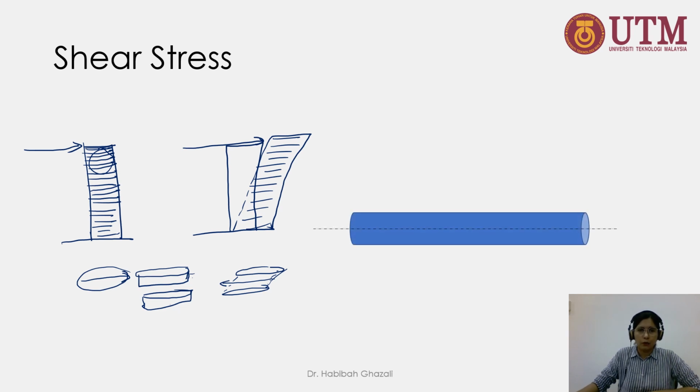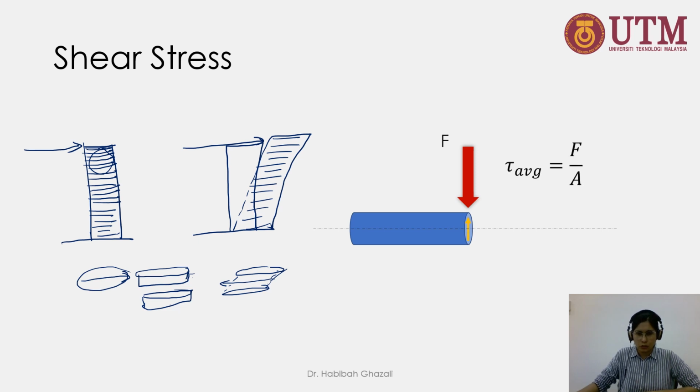So this force here, if we look at our beam, the one that we saw just then for normal stress, if the body is not loaded along its longitudinal axis, instead it's loaded perpendicular to its axis, so the force is parallel to the cross-sectional area of this beam, what will be developed is what we call shear stress. And shear stress is represented by the Greek letter tau, and it is equal to the force divided by the cross-sectional area.